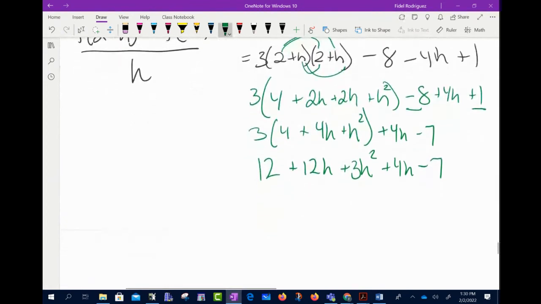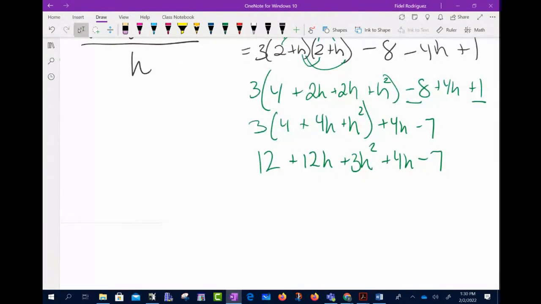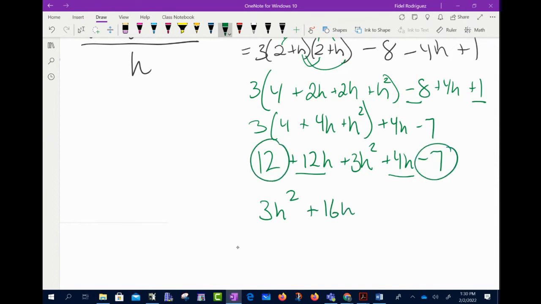Okay, almost done. Let's see. I'm going to write it like this, y'all. 3h squared. I'll put the h squared coming first. Can we combine the 12h and the 4h? 16? Okay, what about a 12 and a -7? Plus? Okay. All right. So we got that part.